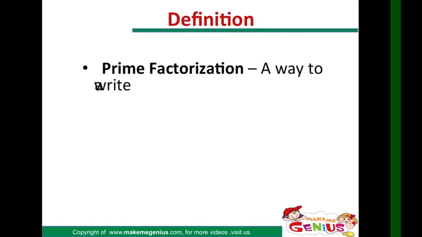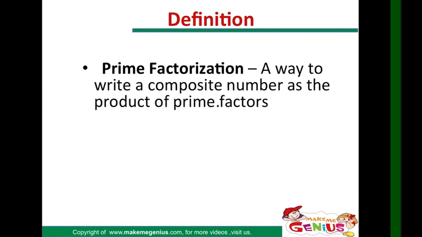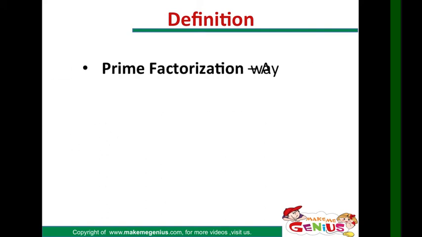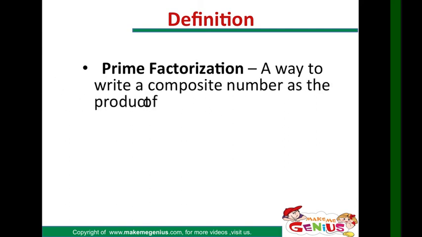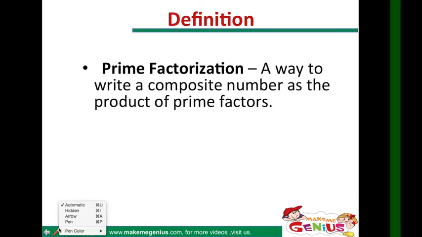Now, let me introduce to you the prime factorization method. It is a way to write a composite number as the product of prime factors. So, pag sinabing prime factorization, ito yung kukunin natin, okay, yung factors ng isang composite number until such time na makuha natin yung pinaka-prime factors niya. Ulitin ko, ang prime factorization, ito yung kukunin natin yung factors ng composite number until such time na prime factors na lang yung matitira sa kanya.